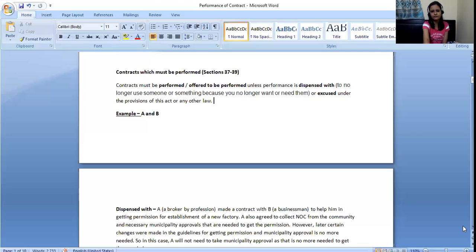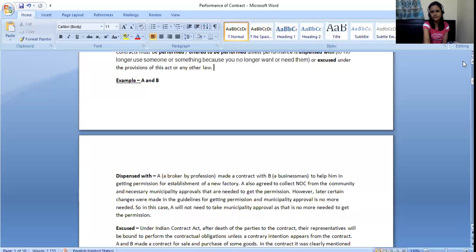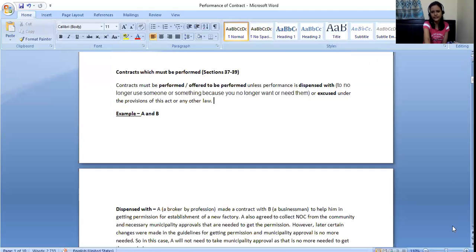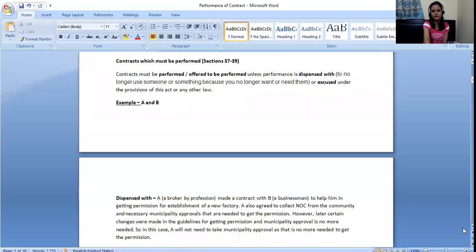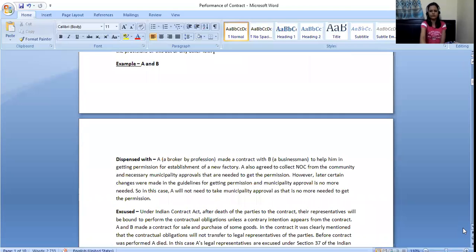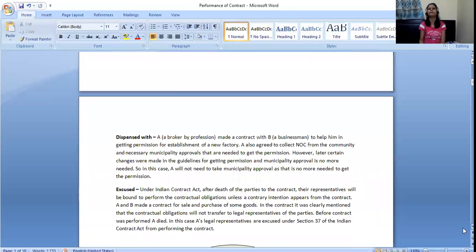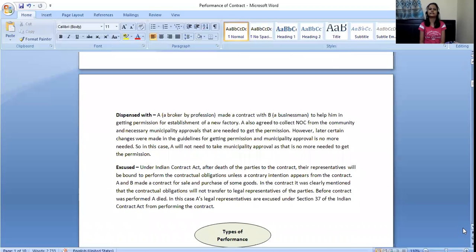So this is the first thing regarding performance of contract, okay? That contract which must be performed. Basically, any contract or any promise should be performed unless and until it is dispensed with or it is excused under some kind of law. It may be the Indian Contract Act or it may be some other laws as well.